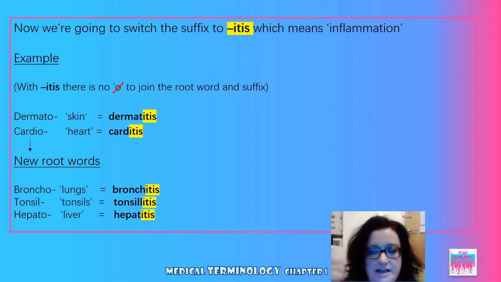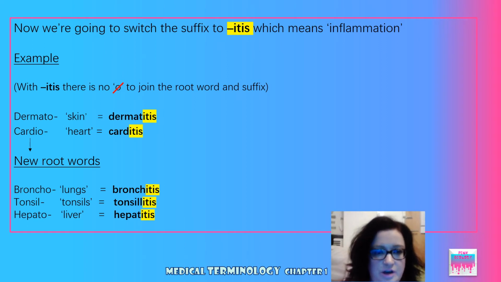An -itis at the end of a word means inflammation. It can also mean infection. So when you look at these words again, dermatology is changed to dermatitis, which means there's inflammation of the skin. So if someone has a skin condition like eczema or psoriasis, just a very brief example, and it says this person has dermatitis, that means they have at present inflammation of the skin or an infection in the skin.